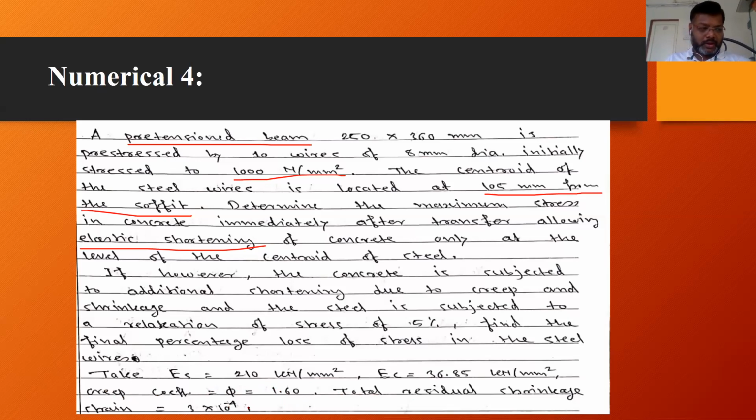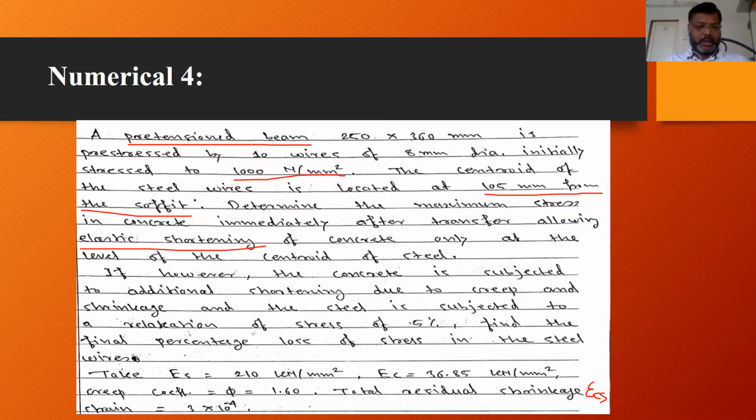So the given values are just like this: ES is given as 210 kilonewton per mm square, EC is given as 36.85 kilonewton per mm square, creep coefficient phi is given as 1.60, and total residual shrinkage strain, they have given the epsilon CS, this value they have given. And they have given the section size 250 by 360 mm. 10 wires are there of 8 mm diameter, so we'll be able to calculate the total area of wires, and each wire is stressed to 1000 Newton per mm square, so we'll be able to find out the total prestressing force P naught also, the initial prestressing force.